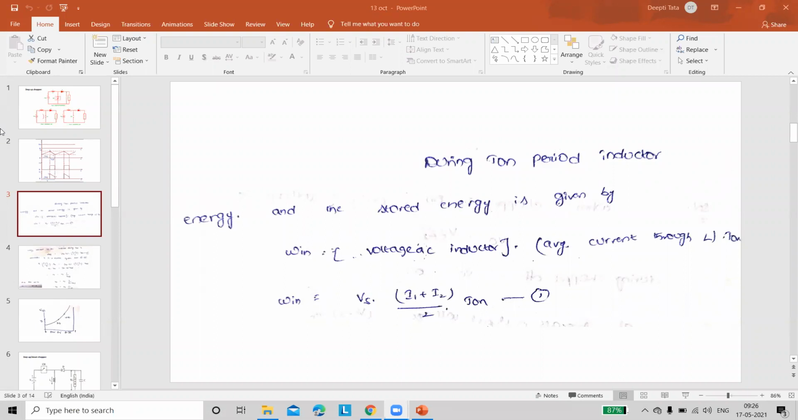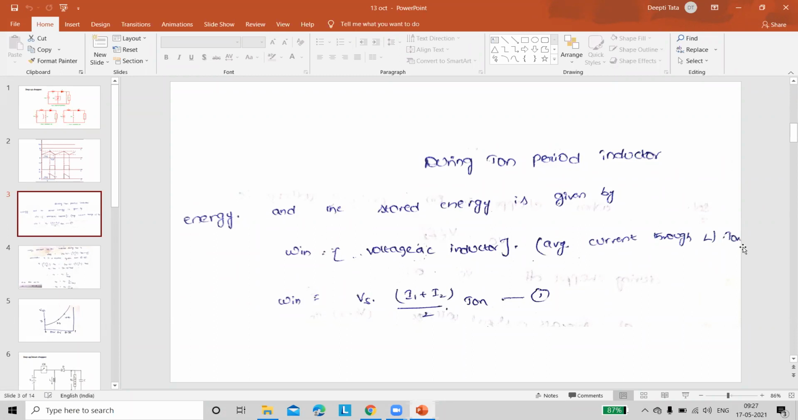Just see the screen. Here you have to derive the expression for energy stored by the inductor and energy released by the inductor. During turn on time period, the inductor stores the energy, and the stored energy is given by the basic formula: W indicates the energy, in means storing, turn on time. Voltage across the inductor is nothing but our supply voltage, times average current through the inductor and corresponding time period.